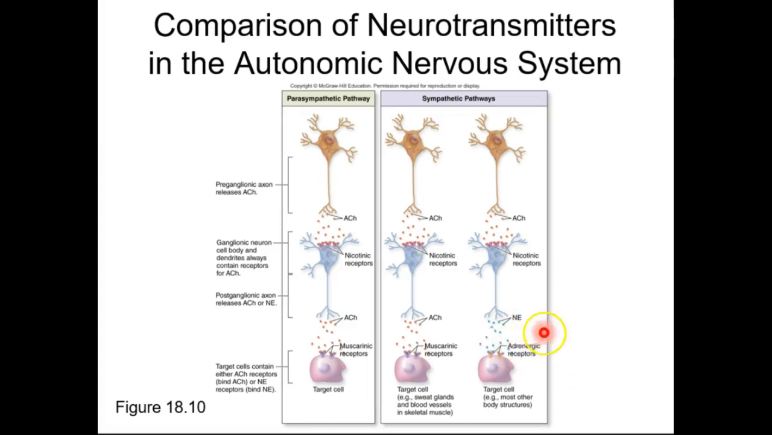Recall that norepinephrine is the same thing as noradrenaline. So now we have an adrenergic receptor. It responds to adrenaline-type things, right? That's where the naming convention came from. One more time to reinforce it. Parasympathetic pathway: acetylcholine onto nicotinic, acetylcholine onto muscarinic. Sympathetic pathway: acetylcholine onto nicotinic, norepinephrine onto adrenergic.